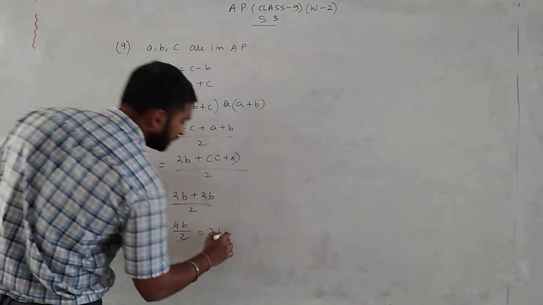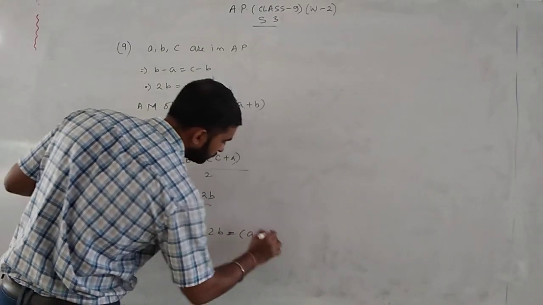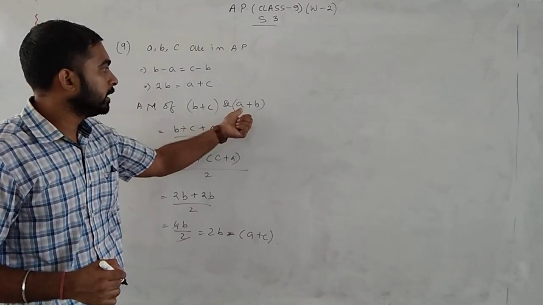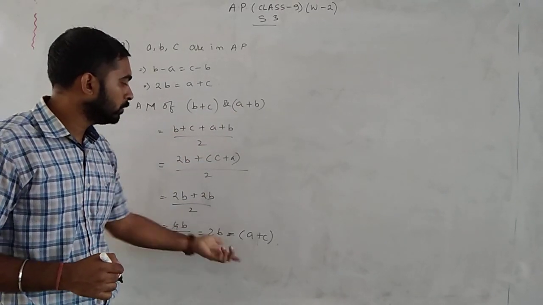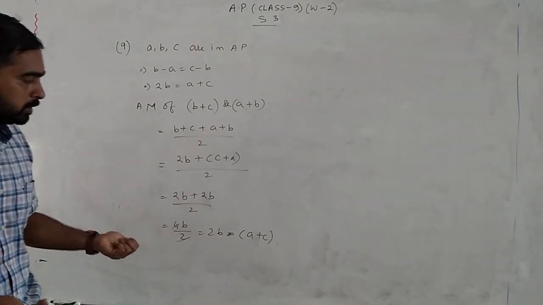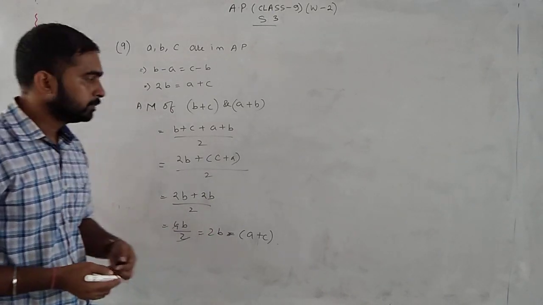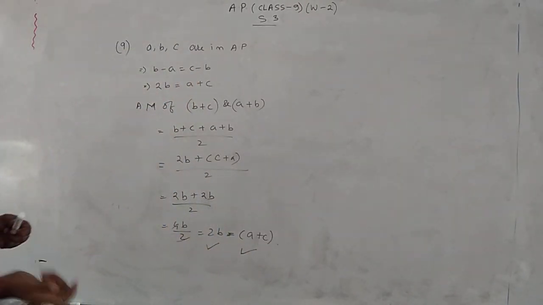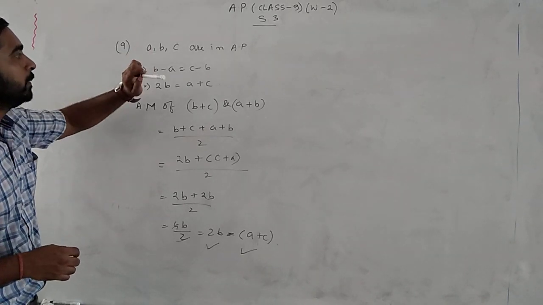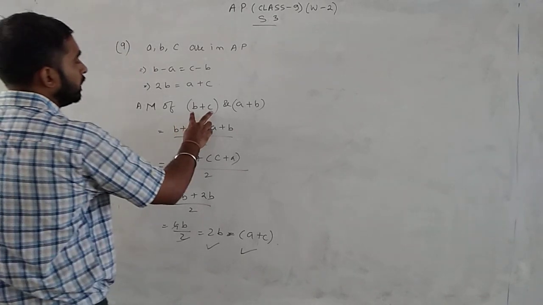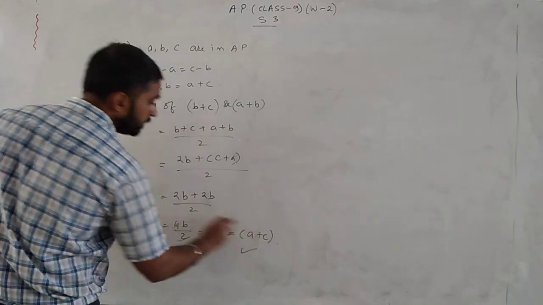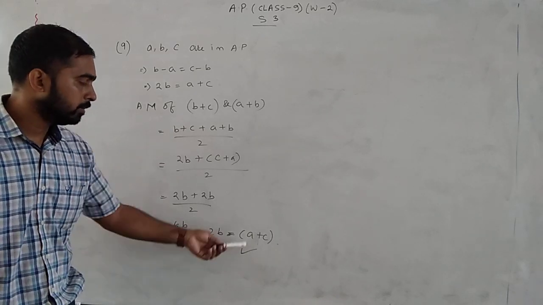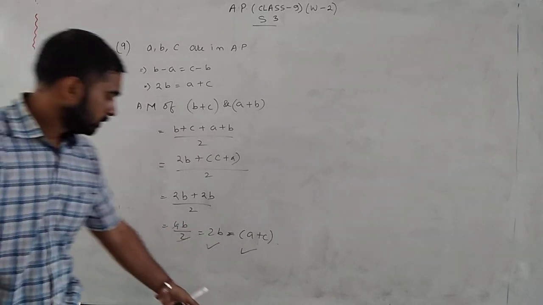Now 2B equal to A plus C. Understood? As the two given numbers are B plus C and A plus B, here there are two terms A, B, B, C. So if possible, find the AM also in two terms. Otherwise, this is also correct. It doesn't matter. You get full marks. If the question is if A, B, C are in AP, then prove that the AM of this and this is this, then you have to find this one. Then up to here you will get half marks. After here you will get the full marks.